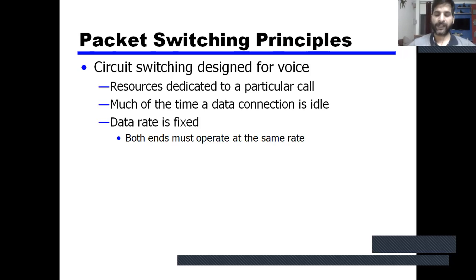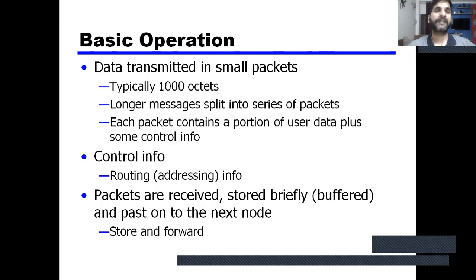Packet switching. Now next is packet switching. Circuit switching is designed for voice, with resources dedicated to a particular call. Much of the time the data connection is idle, and the data rate is fixed, so both ends must operate at the same rate. In basic operation of packet switching, data is transmitted in small packets, typically 100 octets, and a longer message is split into a series of packets.